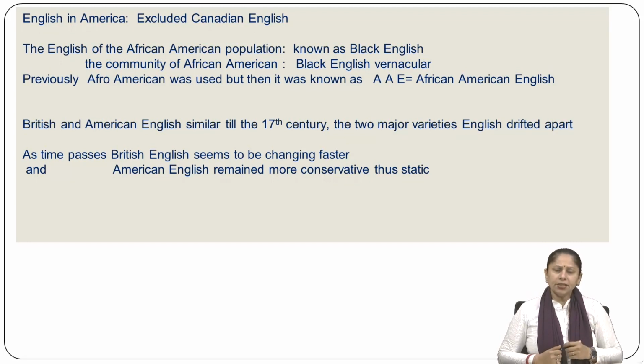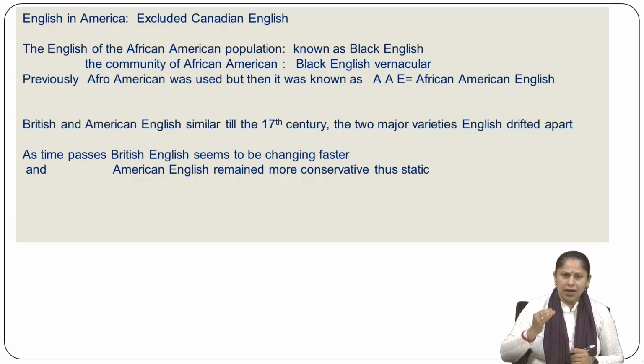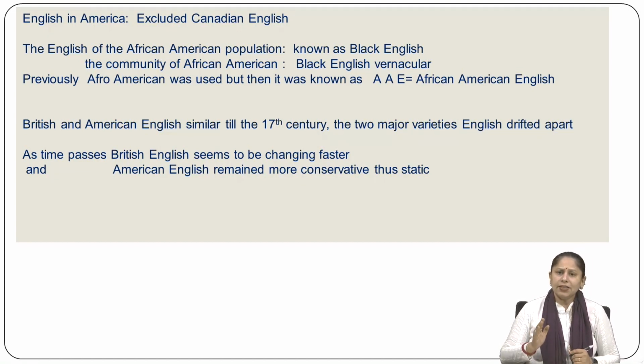British and American English similar till the 17th century. Look, it's very significant because British English and American English are quite similar till the 17th century only, and afterwards the change starts. The two major varieties of English drifted apart. As time passes, British English seems to be changing faster, and American English remained more conservative, thus static.